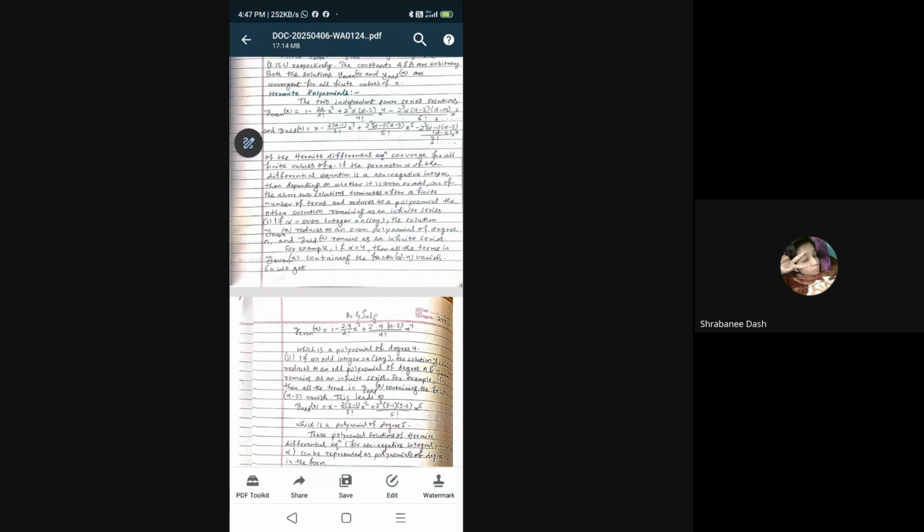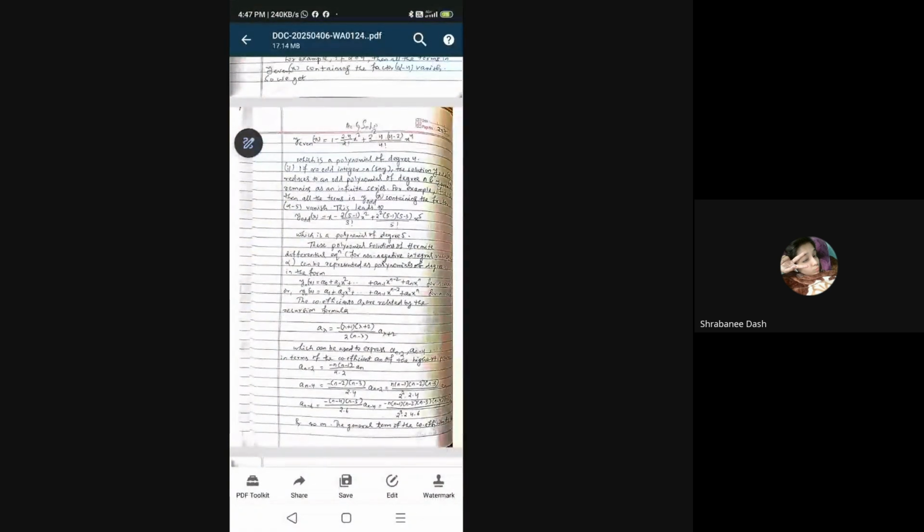And for alpha equal to odd, say 5, your y odd is equal to x minus 2 into 5 minus 1 by 3 factorial x cube plus 2 square into 5 minus 1 into 5 minus 3 by 5 factorial, all multiplied by x to the power 5, and it is a polynomial of degree 5. So this polynomial solution of the Hermite differential equation can be represented as polynomials of degree n. So your yn is equal to a0 plus a2 x square plus so on and so forth, and yn is equal to a1 x plus a3 x cube plus so on and so forth, even and odd.